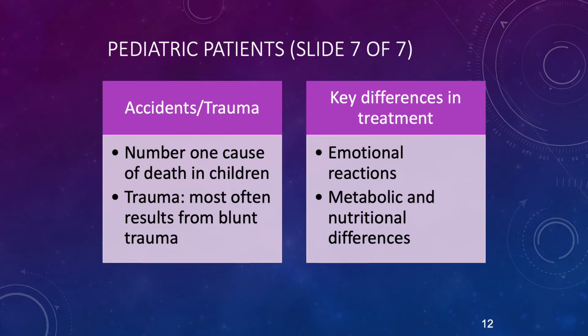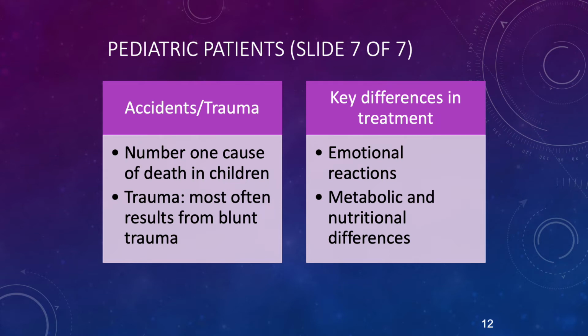So moving on to talk about accidents, trauma, and key differences in treatment. According to the text, accidents are the number one cause of death in children ages 1 through 15, and according to the Centers for Disease Control and Prevention and the National Center for Injury Prevention and Control, 2,800 children ages 1 through 14 died from an unintentional injury.